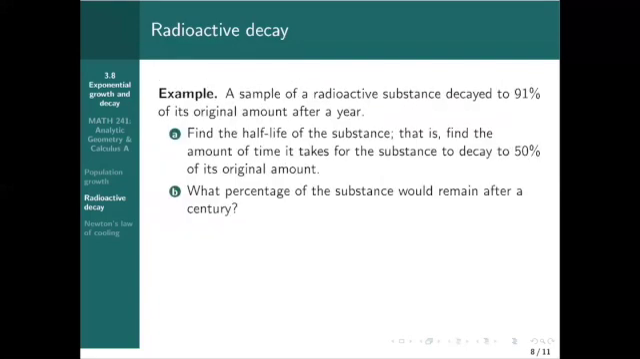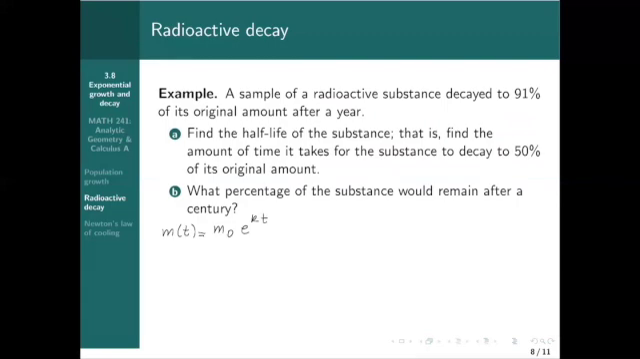Let's consider this example where we have a sample of a radioactive substance that decayed to 91% of its original amount after 1 year. Then we have to find the half-life of the substance and also what percentage of the substance would remain after a century. So our model now is M of T equals M0, the initial mass, times e raised to kt.